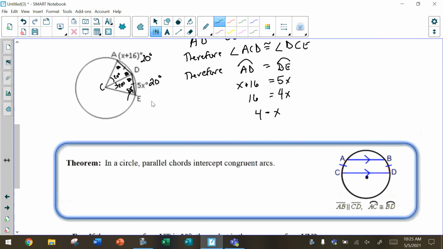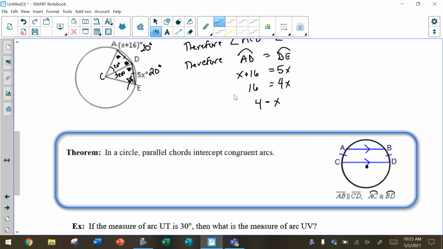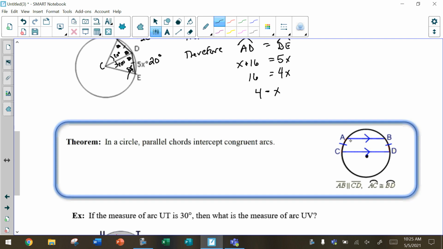All right, and the last one here. In a circle, parallel chords intercept congruent arcs. So basically, if two chords are parallel, then the arcs in between them are going to be the same measure. So I'll draw another one for you. So if I draw two parallel chords, then the rule says that this arc here and this arc here are going to be the same. That's it. That's what the rule says.